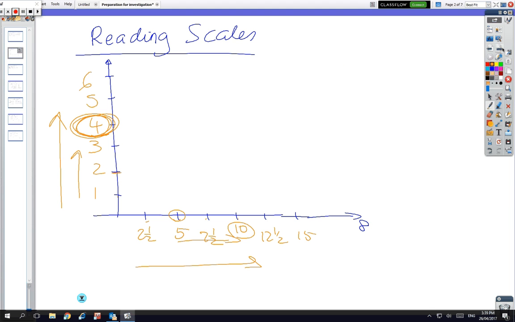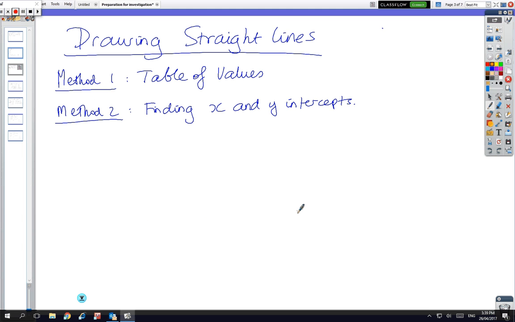Let's have a look at the next important skill. The next important skill I'm looking at is drawing straight lines. I'm going to show you two methods, but method 2 is more important than method 1. Method 1 is a table of values, and method 2 is finding x and y intercepts, and we'll talk about that in the next few minutes.